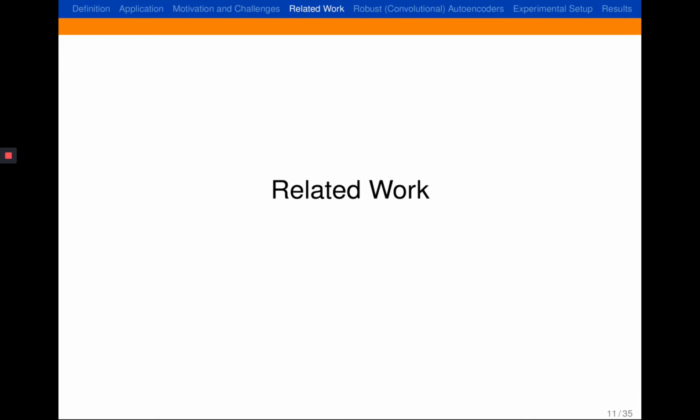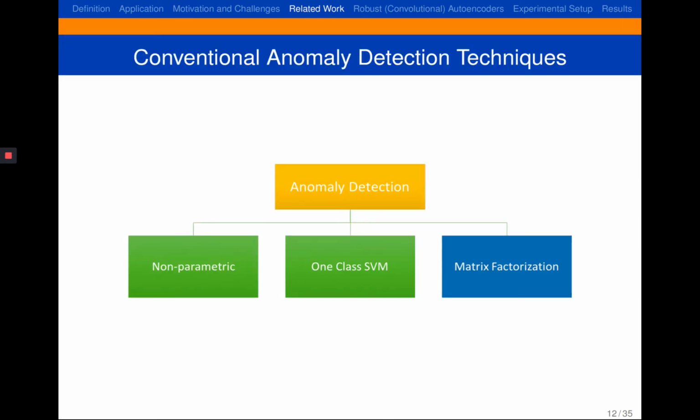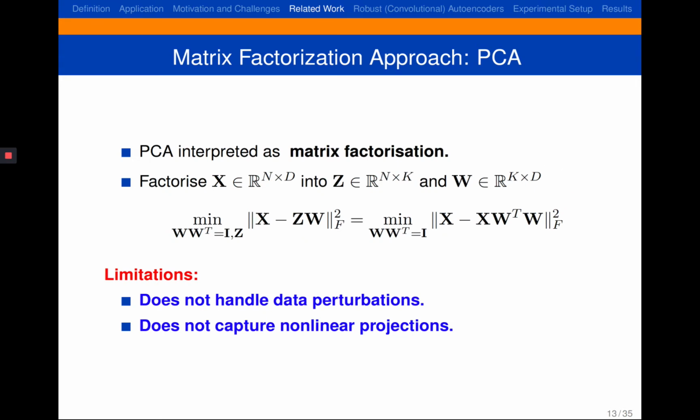So let's look at the related works. As discussed, anomaly detection is basically an unsupervised technique, and it has been approached by applying non-parametric techniques, such as using one class of the data, wherein we only have data related to the healthy or normal class. Techniques such as one class SVM have been shown to perform well in this scenario, and matrix factorization based approaches are also shown to perform very well. The proposed robust autoencoder method mainly falls into the category of matrix factorization techniques. So let's take a quick review of the matrix factorization approach.